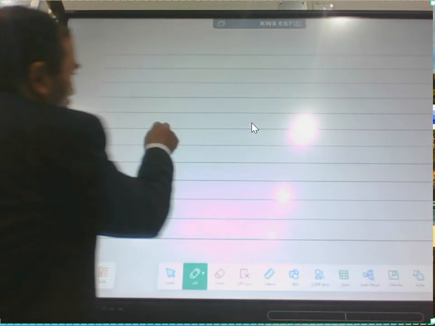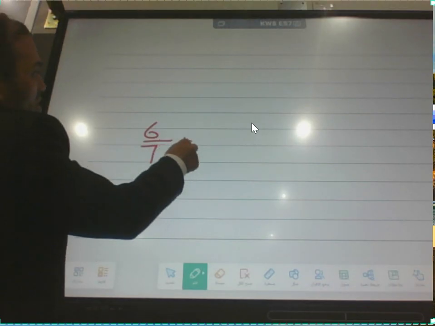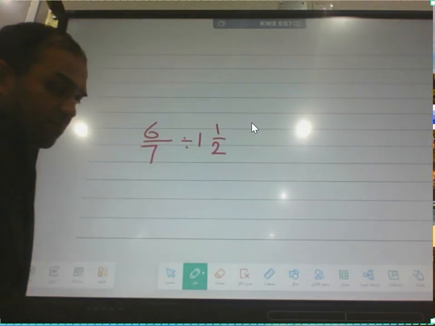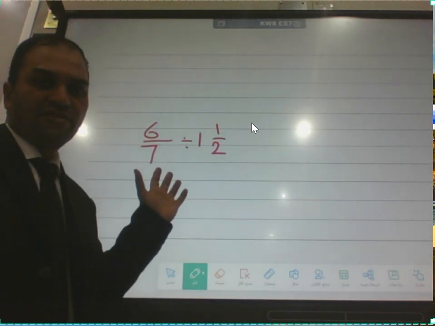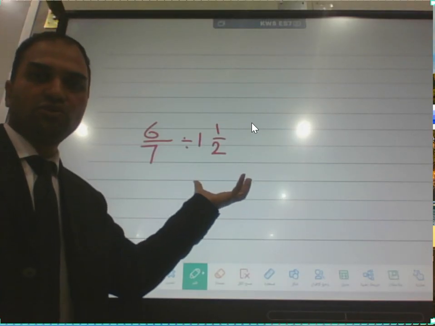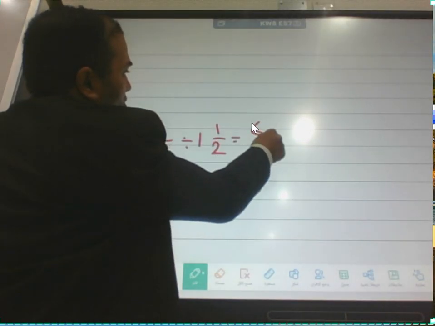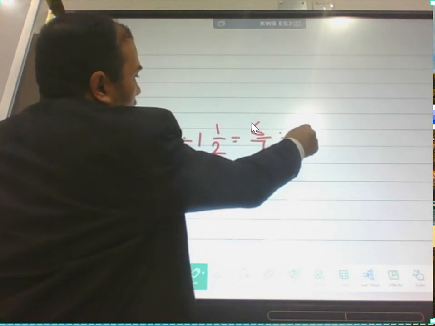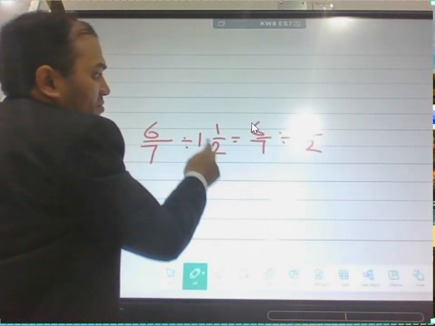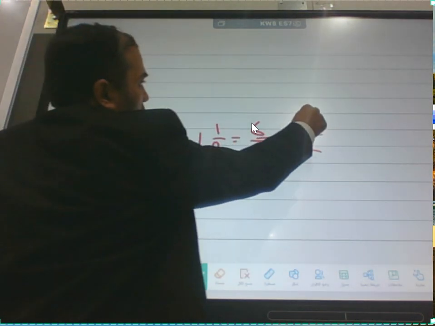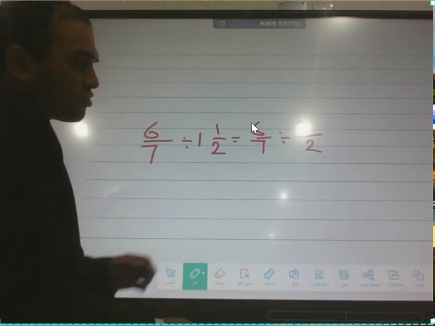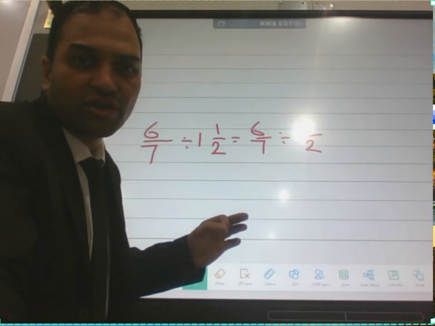And this example, what about 6 over 7 divided by 1 and a half? We have a fraction here, 6 over 7 divided by a mixed number. First step, we must convert this mixed number to an improper fraction. Write 6 over 7 first, and division. And next step, 1 times 2, 2 plus 1 equals 3. Okay? Then the problem will be 6 over 7 divided by 3 over 2.